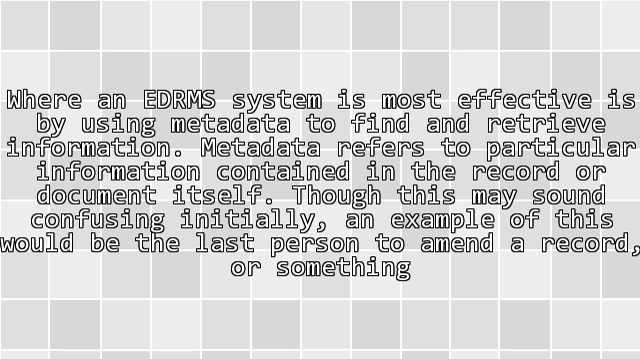Metadata. Where an IDRMS system is most effective is by using metadata to find and retrieve information. Metadata refers to particular information contained in the record or document itself. Though this may sound confusing initially, an example of this would be the last person to amend a record or something found within the data fields of that file.